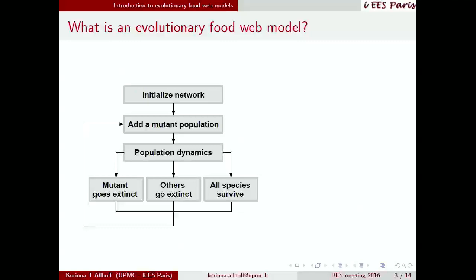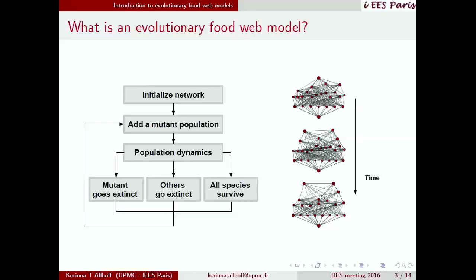And here's what you get. So in the end, you get evolving networks. So you get food webs where the structure itself is not static. The structure itself can adapt to changing environments, and in this case, to increasing rates of invasive species. So in my case, it works like that.